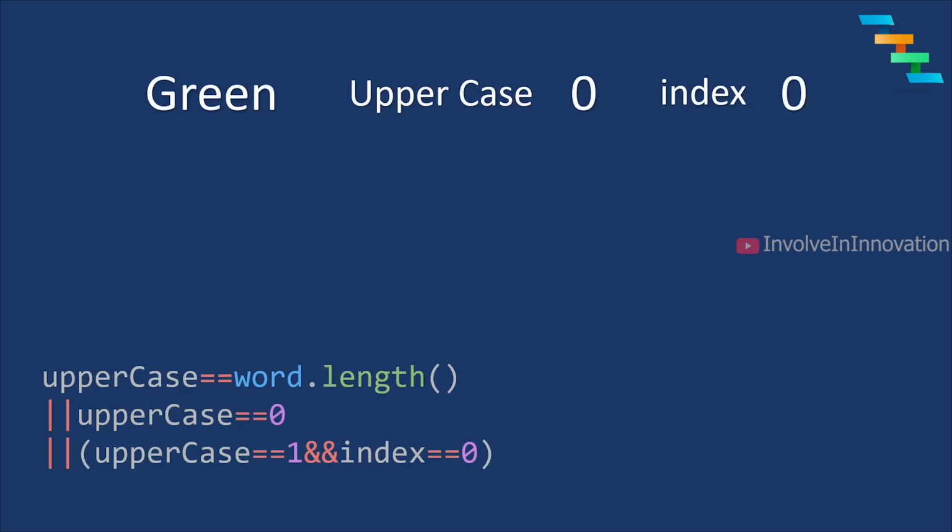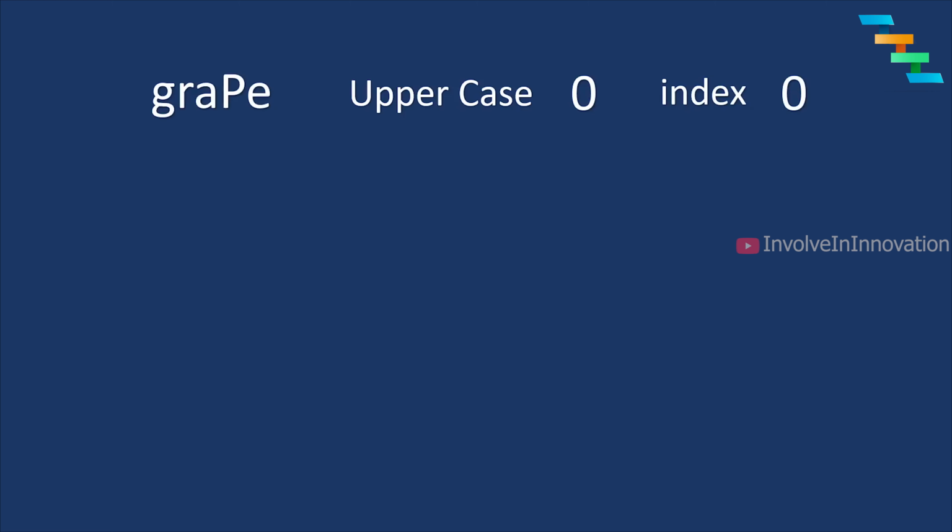The third case is where only the first letter is capital. Now in the first iteration the uppercase is set to 1 and the index is set to 0. In the second, third, fourth and fifth iterations the uppercase remains 1 and the index remains 0. It matches the third condition where the uppercase is equal to 1 and the index is equal to 0. So we are returning true.